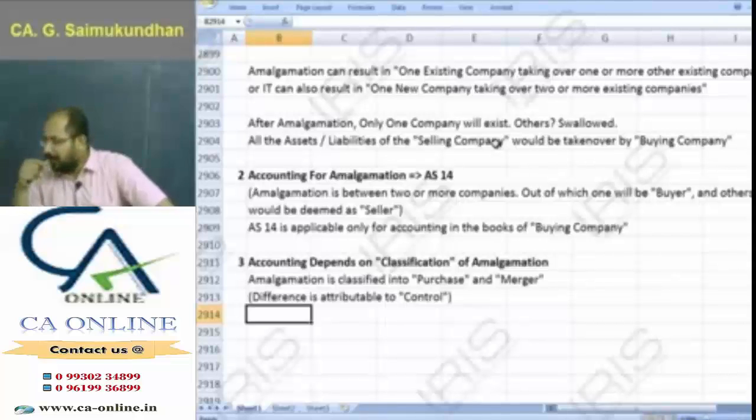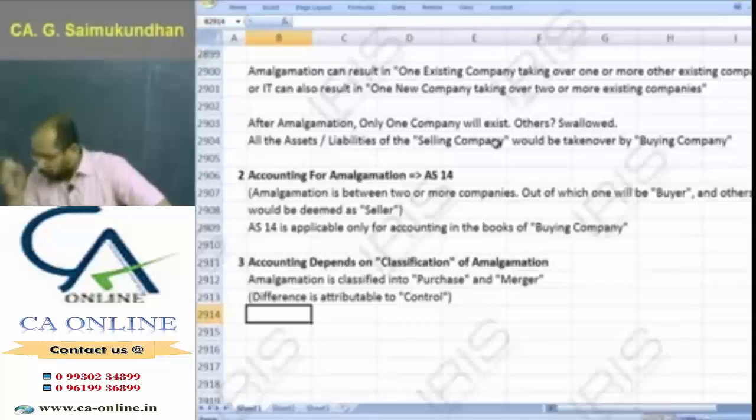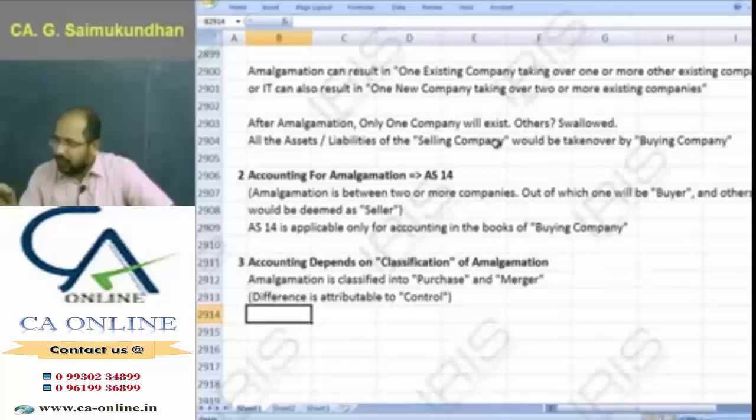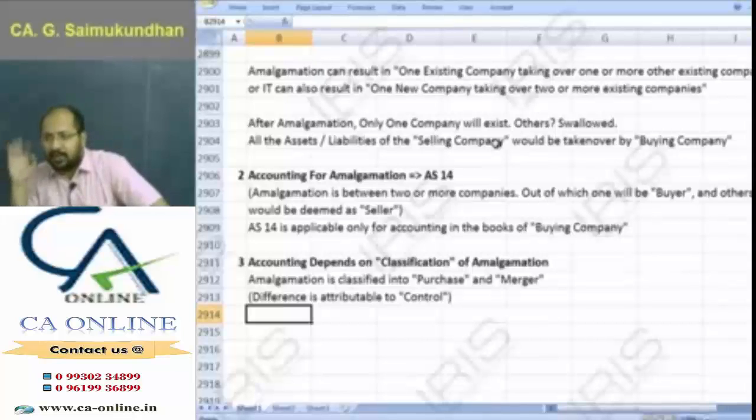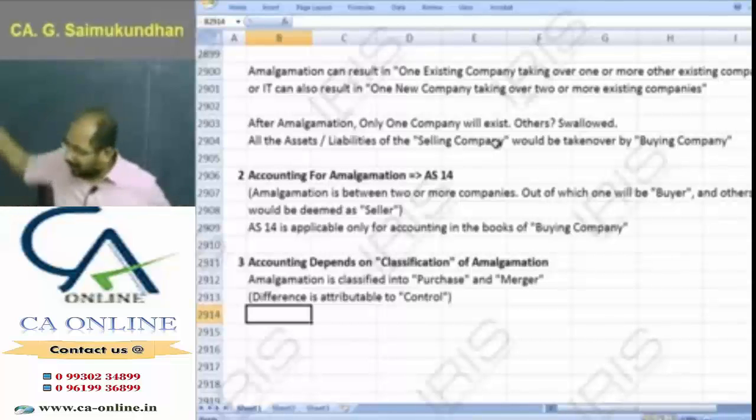Control. So the idea being, in the first case, you, the seller, continue to own a stake proportionately in the combined entity, because you are part of running this entire business. In the second case, you don't get that kind of control at all. You don't get that kind of stake at all. That is the point of difference between merger and purchase. You are able to follow the concept.